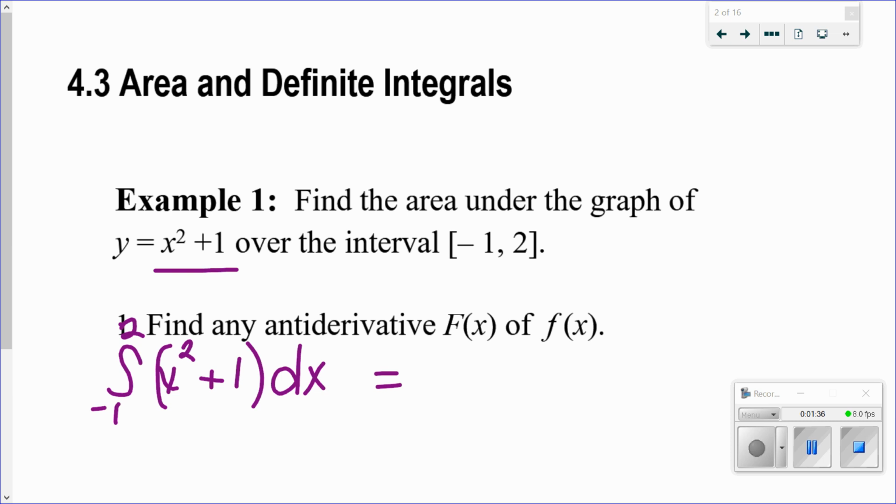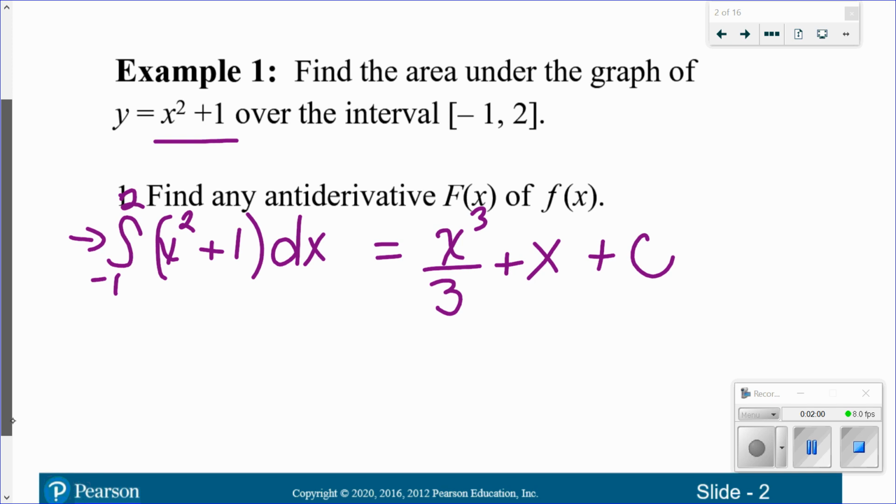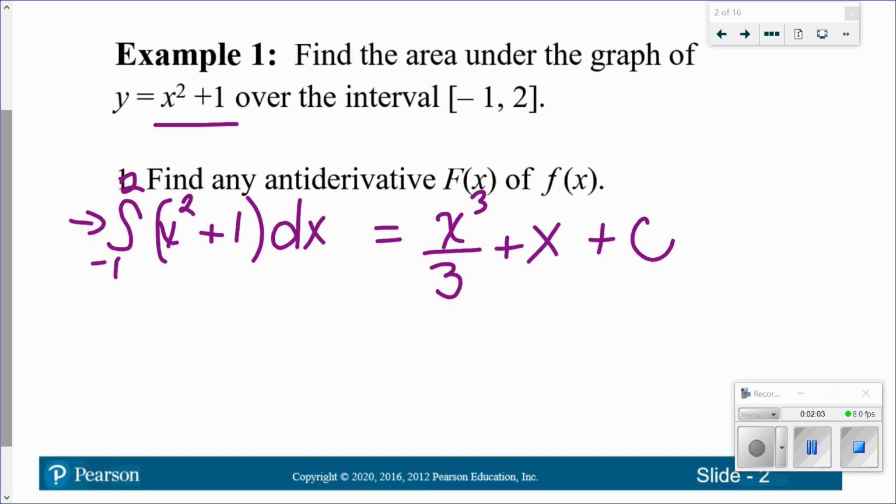Okay, so when I take the antiderivative, now you'll notice this symbol does not end up in my answer. Once I've done it, it's gone. Okay, so we have x cubed over 3 plus x. Okay, and we'll go ahead. We're going to put a plus c in, but I'm going to show you why you're not going to need that for these problems. So step 1 was to find the antiderivative. Step 2 is to evaluate that. So we're going to evaluate that at -1 and at 2. Okay, and then we're going to subtract the 2. Okay, the bigger one is going to go first.